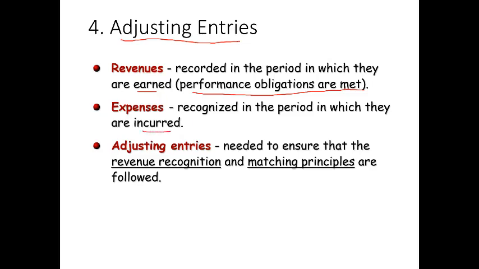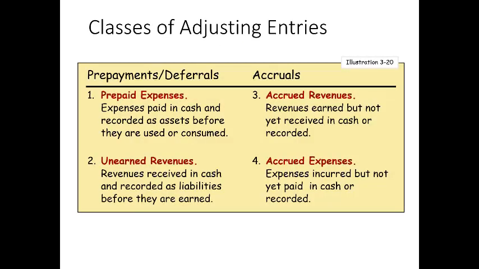Again, we want to make sure that these general principles are followed in our financial statements. So the way we do this is we make adjusting entries at the end of the year, at the end of the reporting period, to ensure that we're following accrual accounting. What we're doing is following the revenue recognition principle and the matching principle. And so these are the four typical types of them.